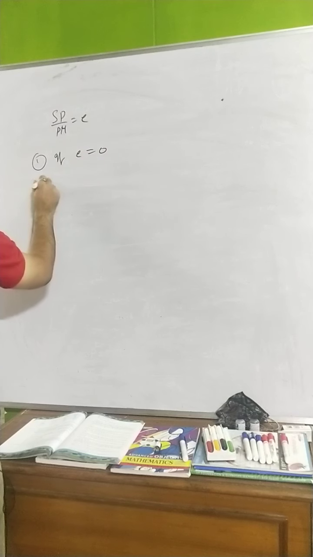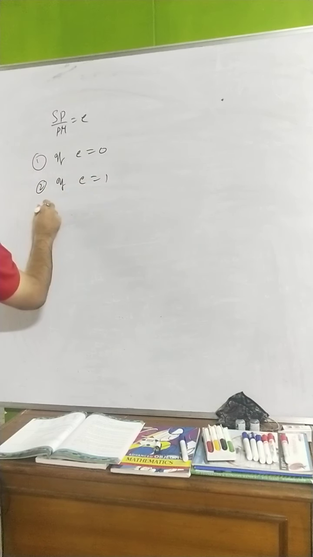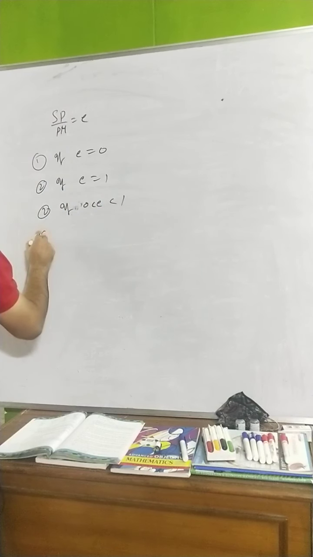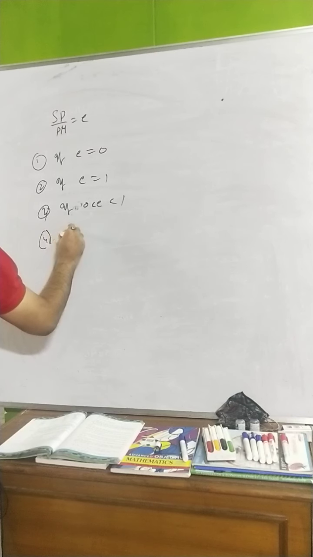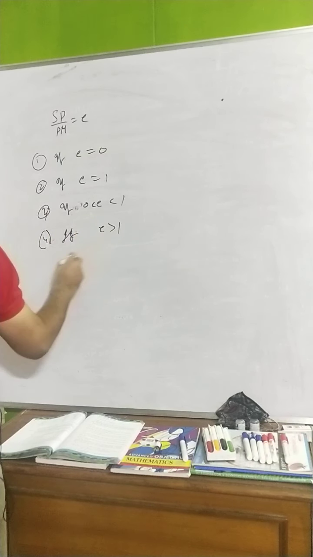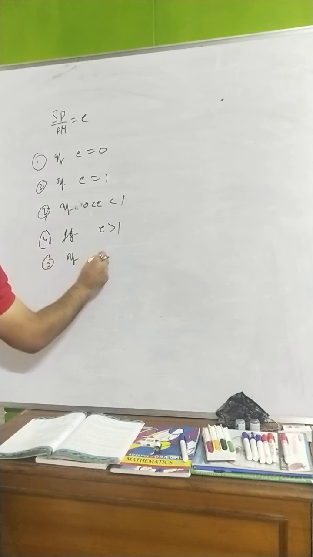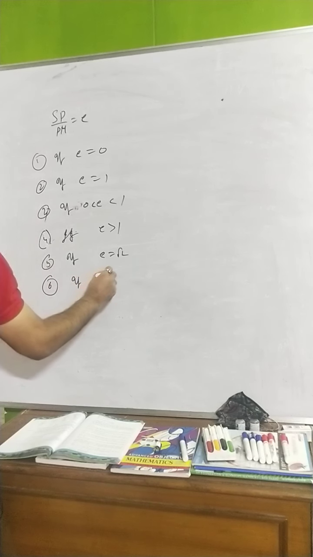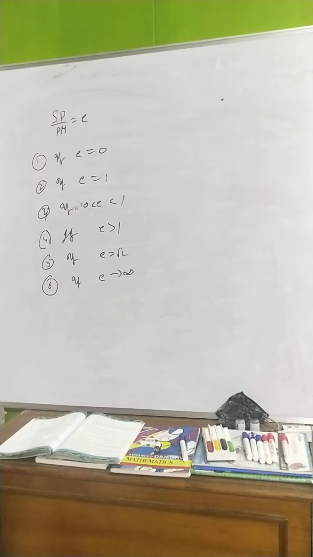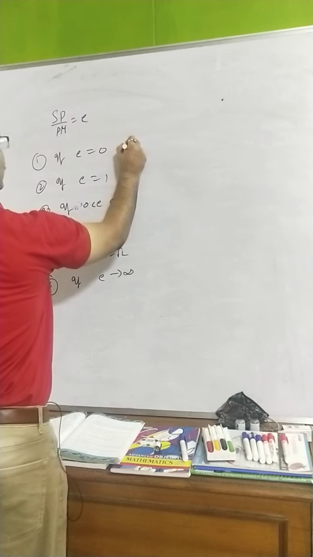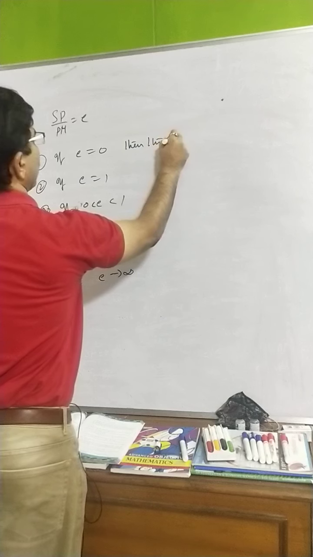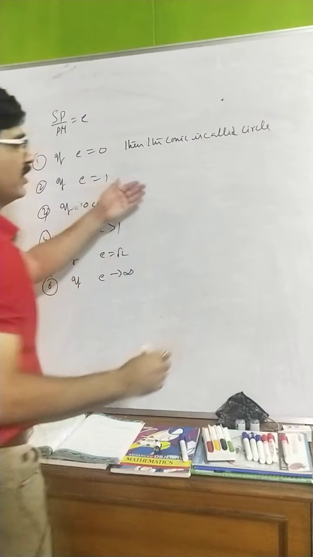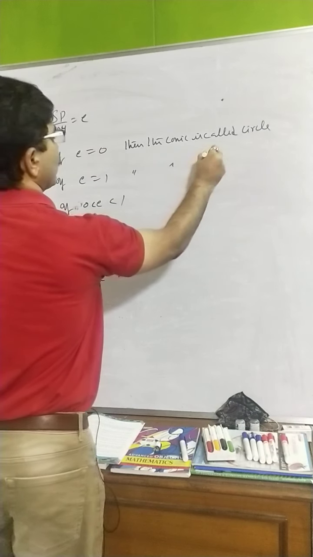We can discuss what type of conic we are going to get. If e is equal to 0, there are possibilities. The first is e equal to 0, next is e equal to 1, third is if e lies between 0 and 1, fourth is if e is greater than 1, fifth is if e is root 2, and sixth is if e tends to infinity. So if e is equal to 0, then the conic is called a circle.